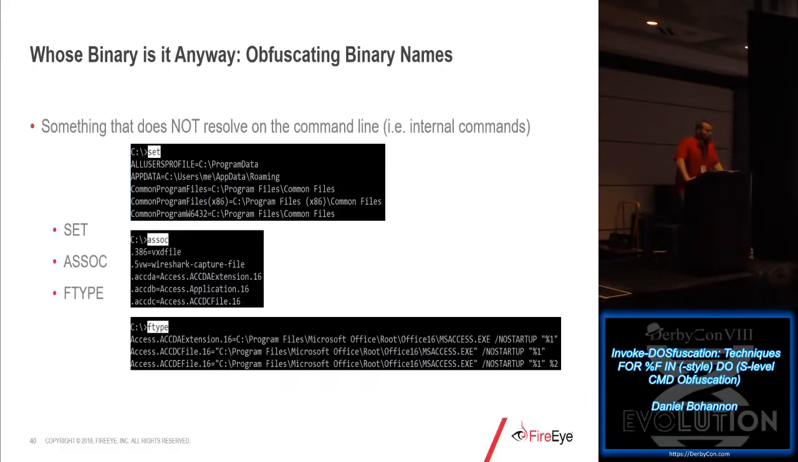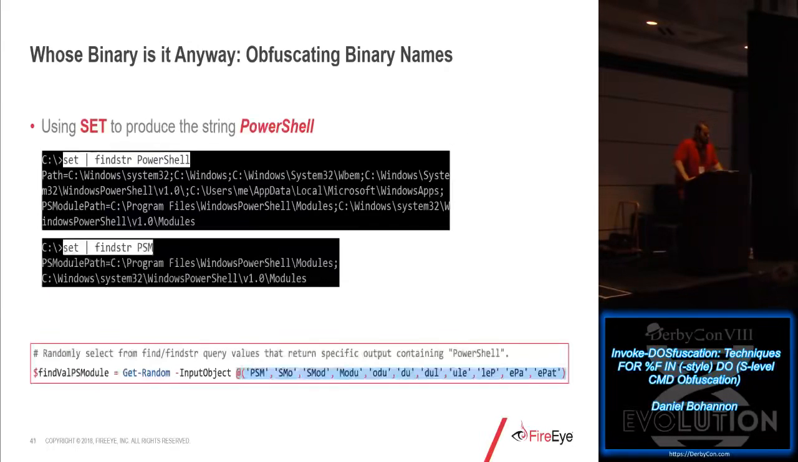So set, assoc, and ftype were the three that I used primarily in this project. Set will show you all of the environment variables, and then assoc and ftype are related. Assoc will show you the association between a file extension and the associated file type. And then ftype will basically show you the association of the file type to the actual binary that will run if you double click on that file type with that file extension.